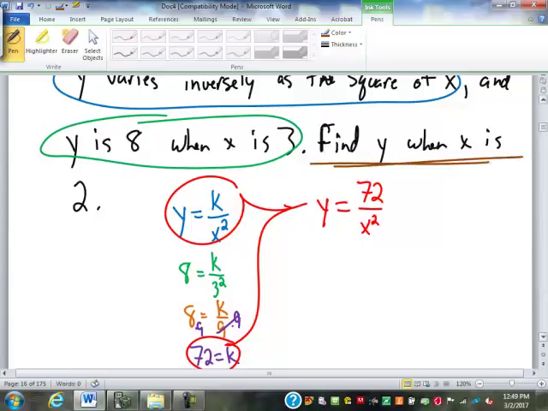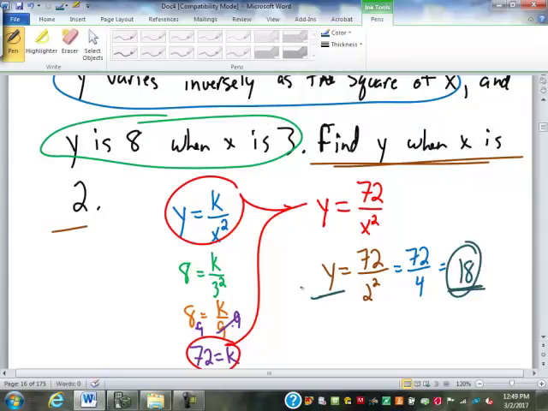So find y when x is 2. So y is 72 over 2 squared. 2 squared is 4, so y is 72 over 4. So 72 over 4 is 18, so y is 18 when x equals 2.